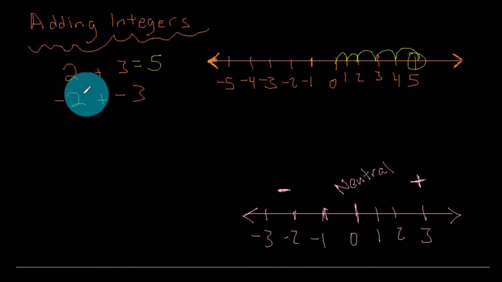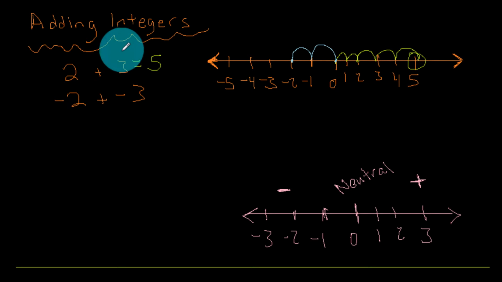Now let's go and look at negative 2 plus negative 3. I'm going to choose a new color. My starting point is 0 on the number line, and I've got to move to the indicated spot, negative 2. So this time I'm going to move in a negative direction, negative 1, negative 2 units. That's my indicated spot in the problem. And now what I want to do is add negative 3 to it.